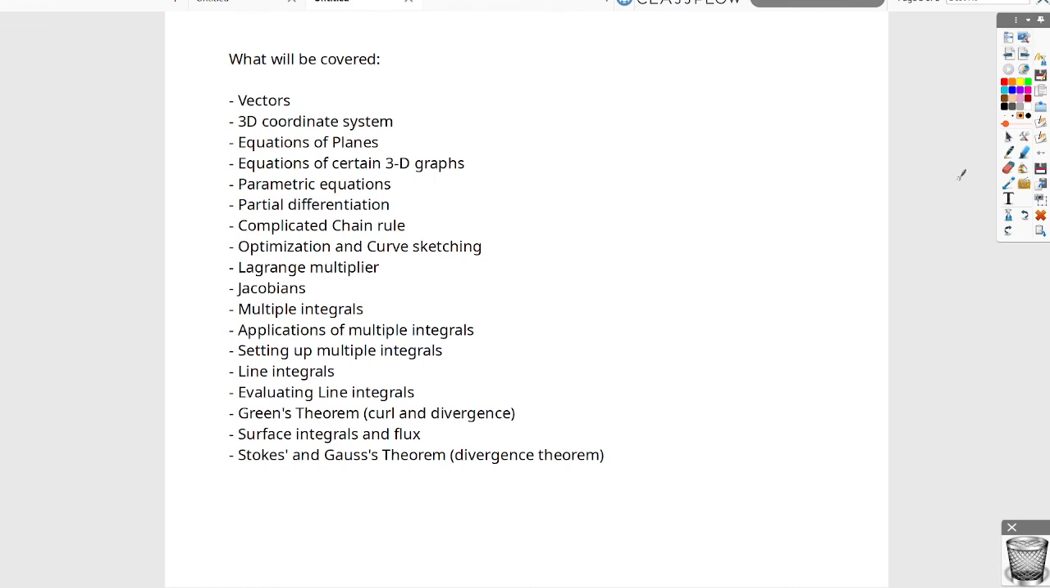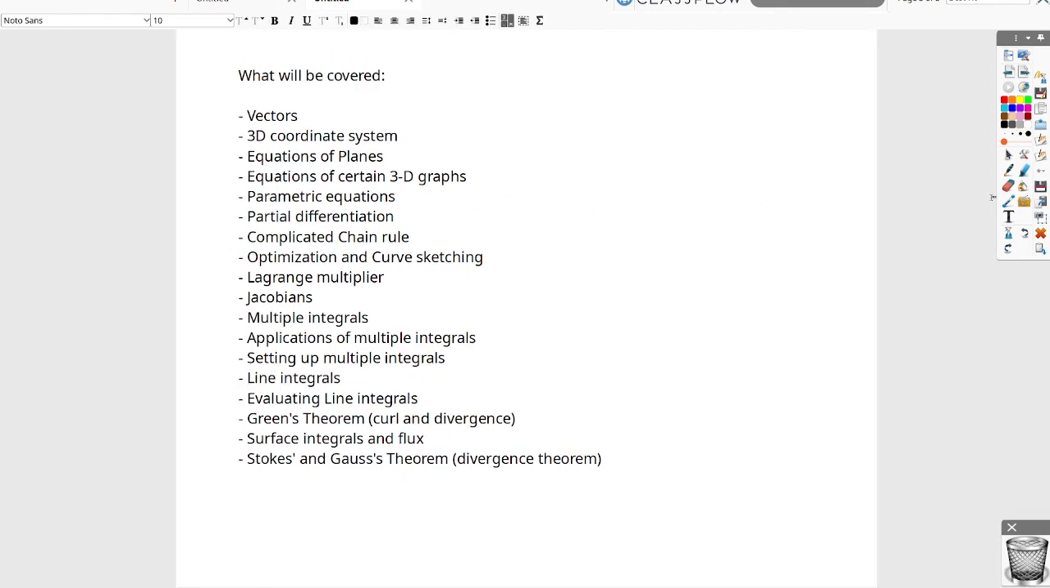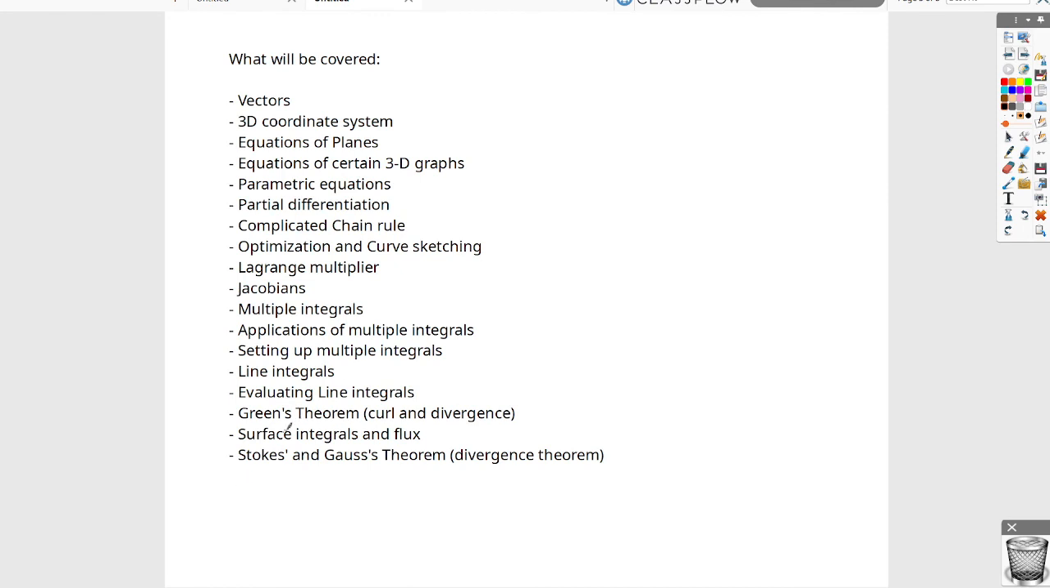Now these are all the things that we're going to cover, right? So the three-dimensional coordinate system and vectors are in there. Equations of planes, so you'll be able to figure out the equation of a plane in 3D space. Certain other 3D graphs, parametric equations, and vector valued, but vector valued equations are kind of summed up down here. Line integrals will deal with vector valued equations.